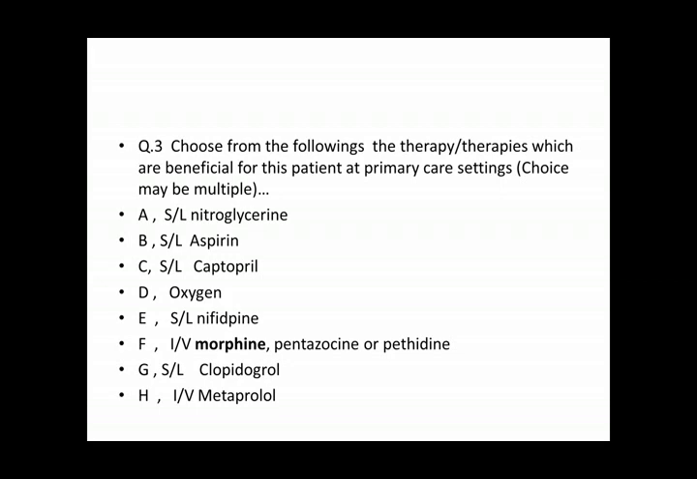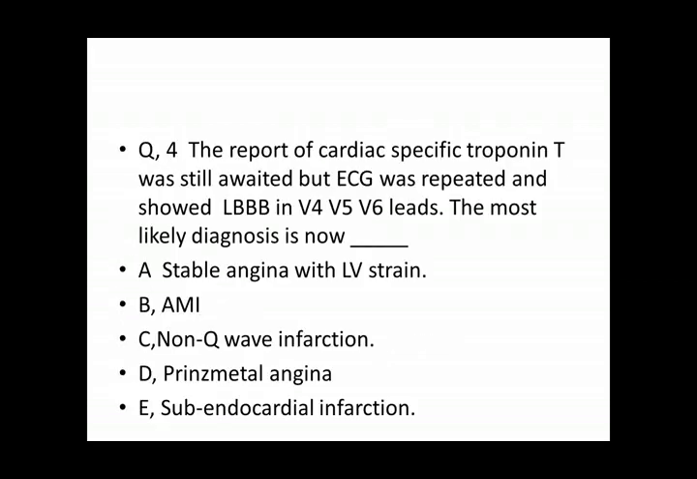Question number 3: choose from the following therapy or therapies which are beneficial for this patient in the primary care setting. Choice may be multiple. A is sublingual nitroglycerin, B is sublingual aspirin, C is sublingual captopril, D is oxygen, E is sublingual nifedipine, F is intravenous morphine or pentazocine or pethidine, G is sublingual clopidogrel, H is intravenous metoprolol. Choose 2, 3, 4 as you want.